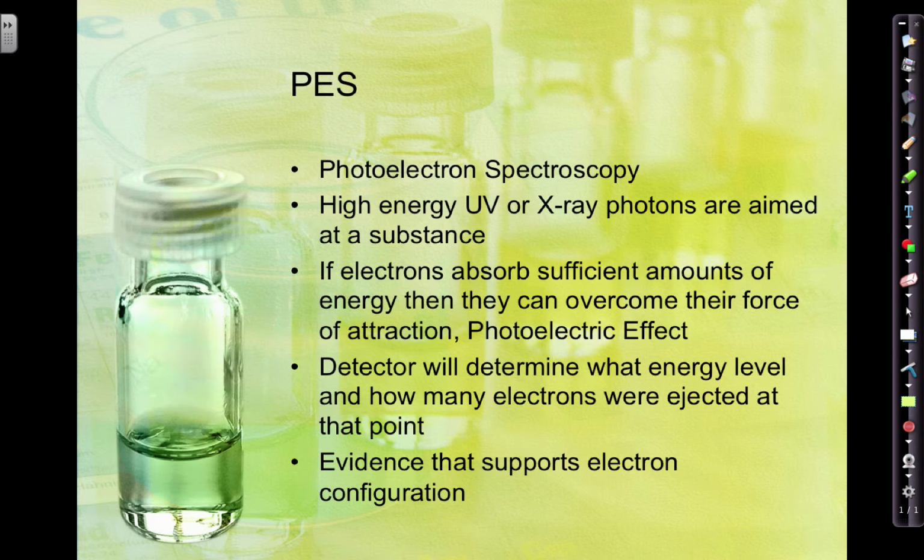So either high energy UV or X-rays are aimed at a substance, and if the electrons absorb enough energy, they're going to be pulled off of the atom. So basically, if they can overcome the attraction they feel to the nucleus, they're going to be pulled off the atom. And that's called the photoelectric effect. After that, a detector determines what energy level and how many electrons were ejected at that energy that you aimed at the substance. So basically, this is something that supports electron configuration.